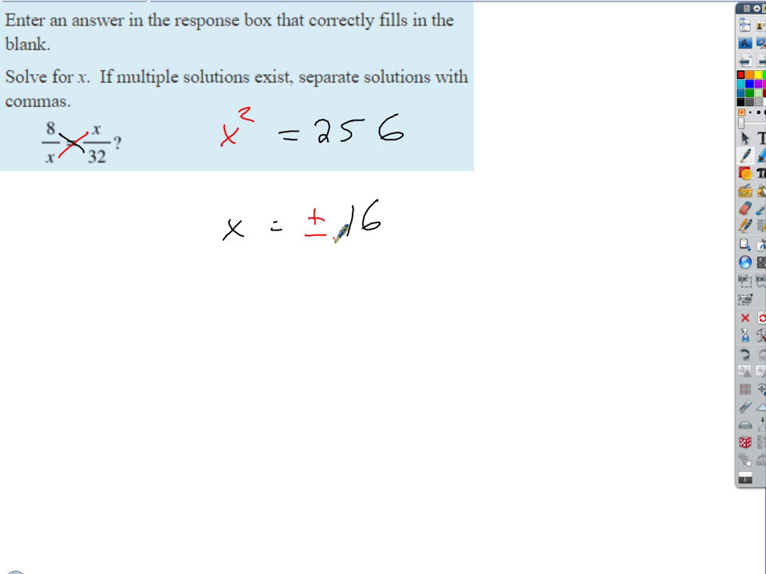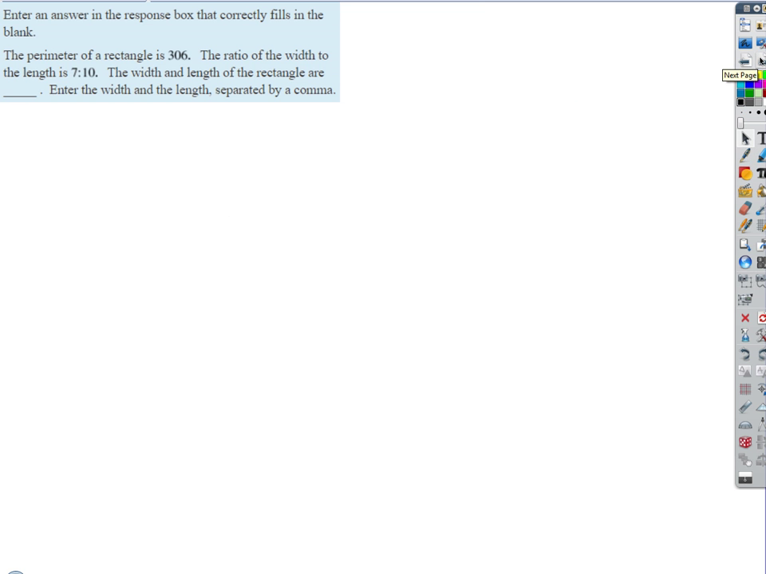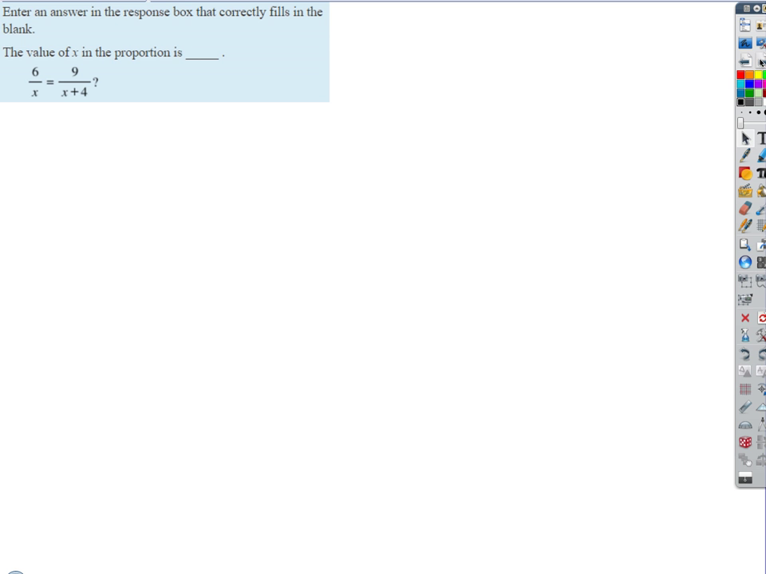How are you going to put this in Moodle? Well, you just write it like this. It doesn't matter the order, but like negative 16, comma 16, or vice versa. Okay? All right, let's look at one more of those. What about one like this?